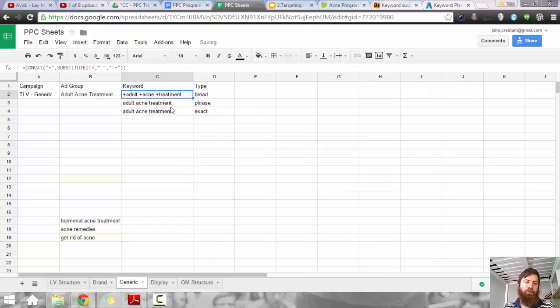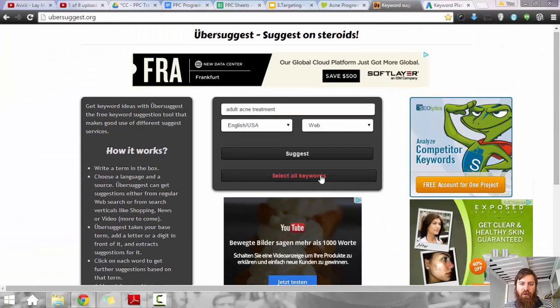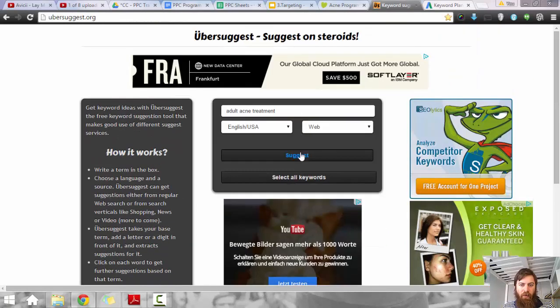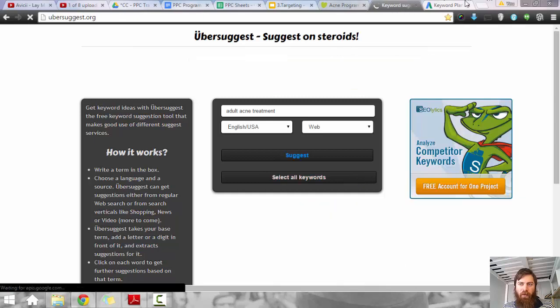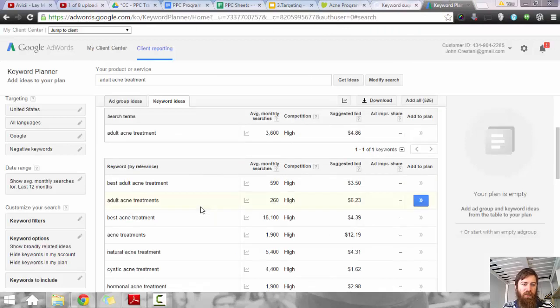So in this case, I'm going to continue to build this out. Adult acne treatment. Now, why the hell didn't we get anything from here? Kind of surprised. We'll see, maybe there aren't a ton of things. We're seeing best adult acne treatment, and what I'm going to do is just continue adding more. I'm going to put a comma, and I'm going to Control V. Adult acne treatments, plural, copy.